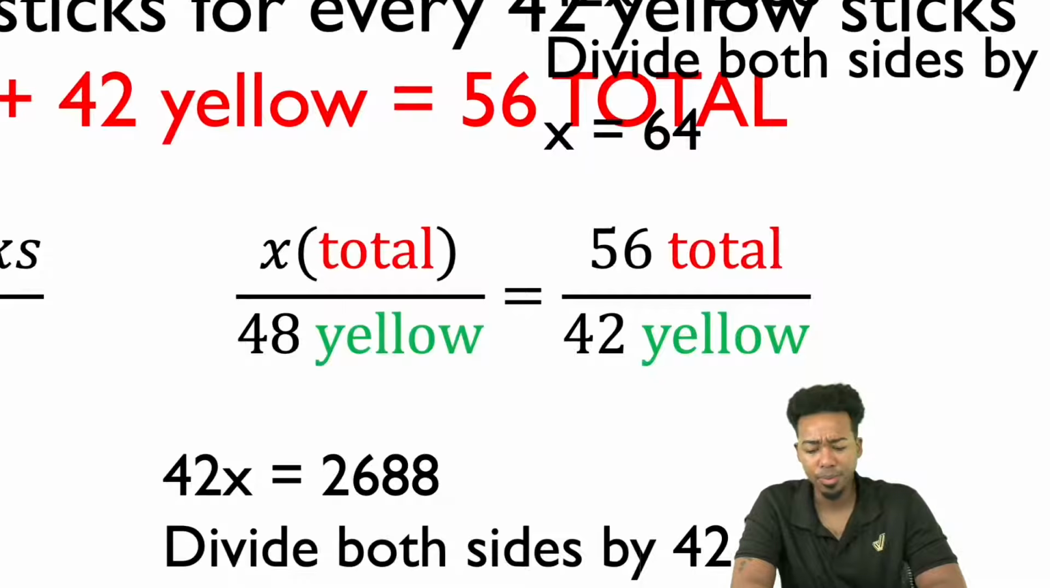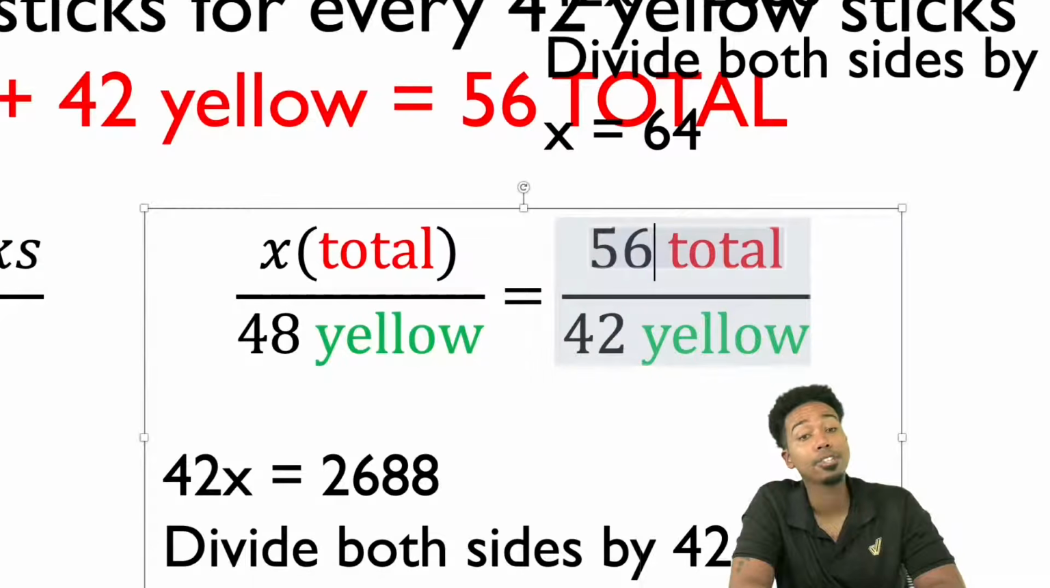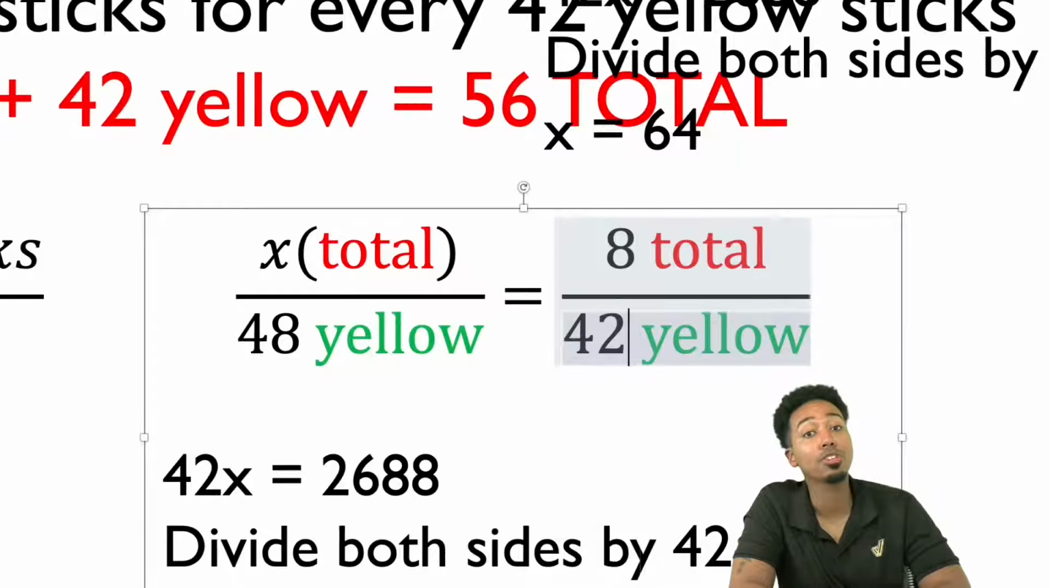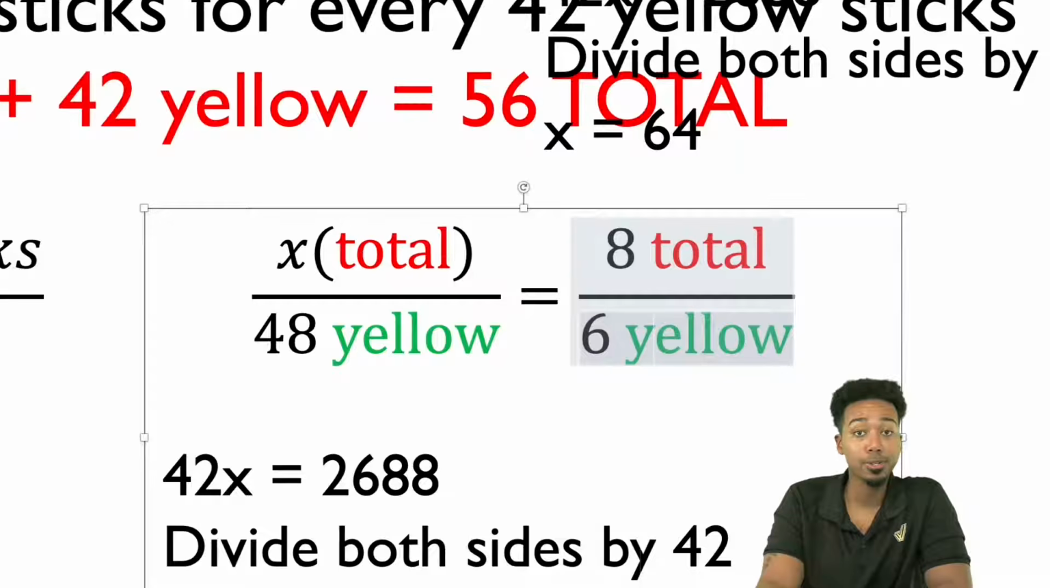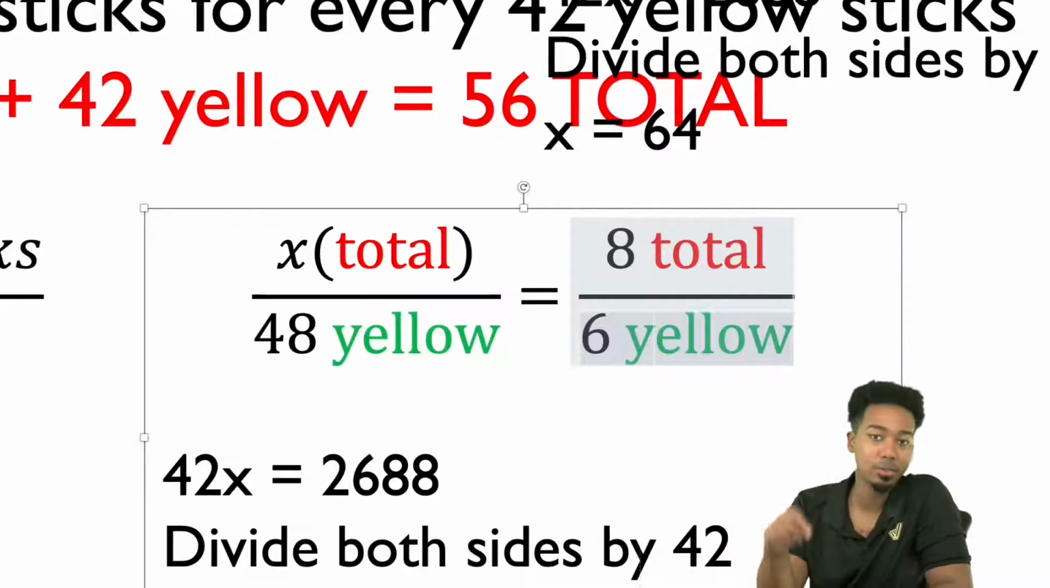56 and 42 are both divisible by what? 7. Everyone help me. 56 divided by 7 is what? That's going to be 8. So we can take that out, put 8. 42 divided by 7 is what? That's going to give us 6. So bam, the 56 over 42 can simplify to 8 over 6.